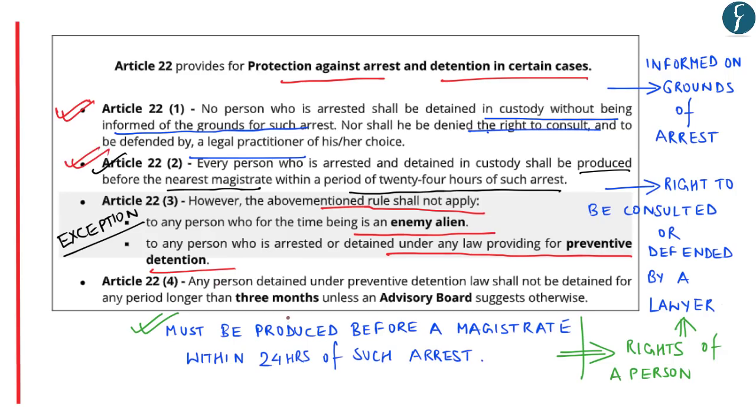Further, in such cases it says that if any person is detained under preventive detention law, they shall also not be detained for any period longer than 3 months. Now here 3 months refers to 180 days. So we can see that if a person is arrested under preventive detention law, then at the max they can be kept in detention for 180 days. And if the period has to be extended beyond 3 months, then the suggestion has to be provided by the advisory board. So all these aspects with respect to preventive detention become important as they also impact the rights as well as liberty of a person concerned who is arrested under any preventive detention law.